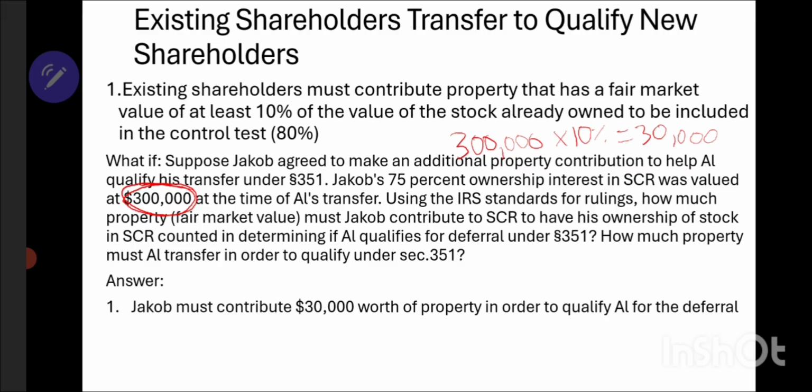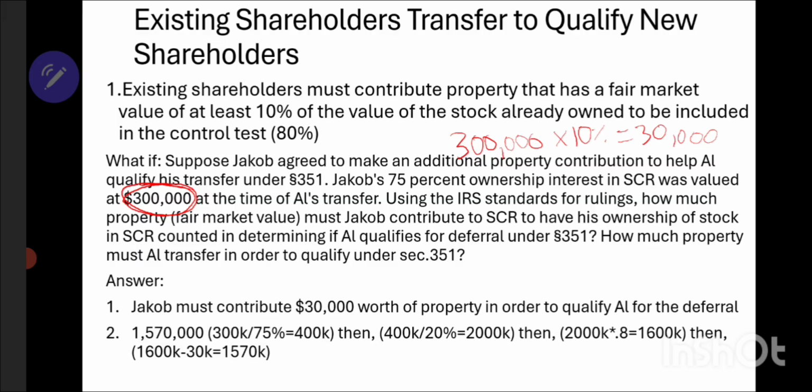Now, this next question wasn't actually in the text, but it was something that I thought of. To be honest, I'm not quite sure that this answer is correct, but it feels right in my heart, right? So let's go with it. Now I want to find how much property must Al transfer in order to qualify under section 351. My thought is, if Jacob transfers 10% of the value of the stock, and these are joined shareholders, then Al has to put in the other 90%, but he must control 80%.